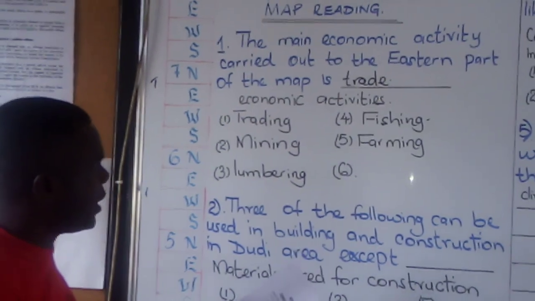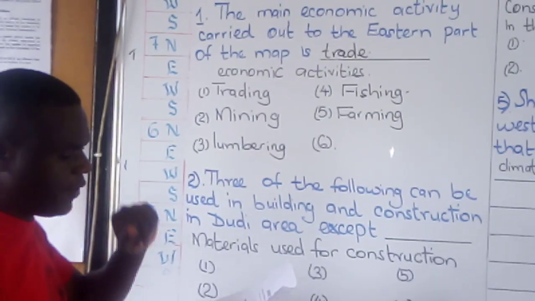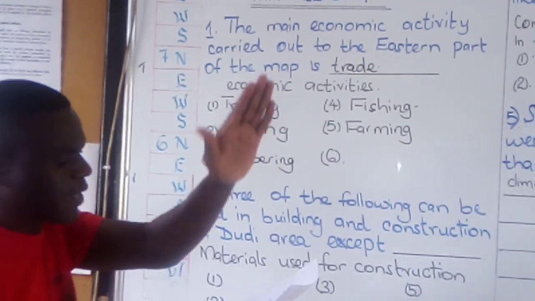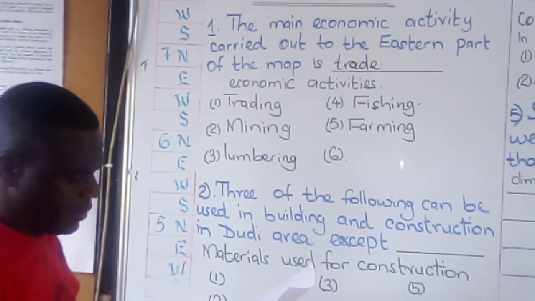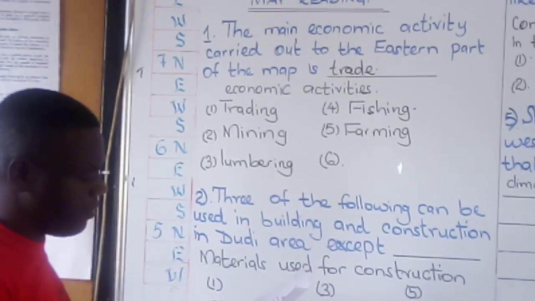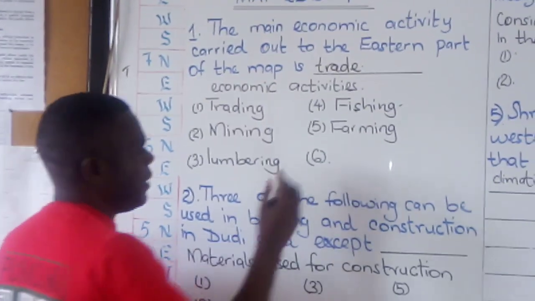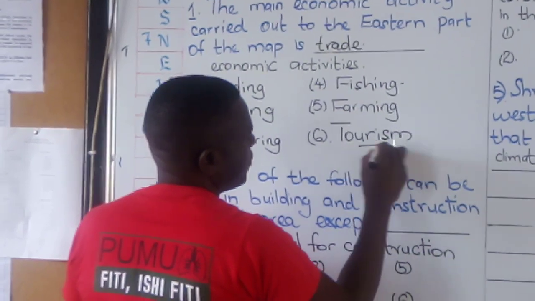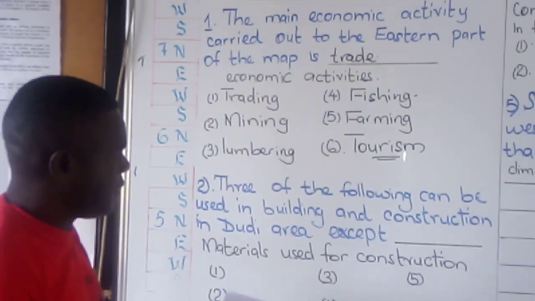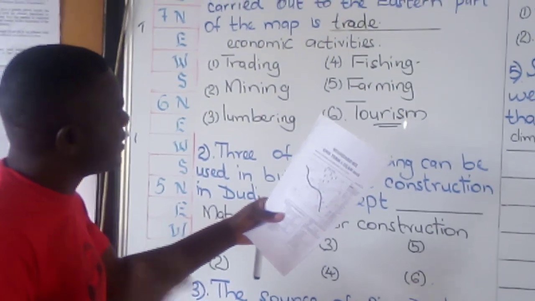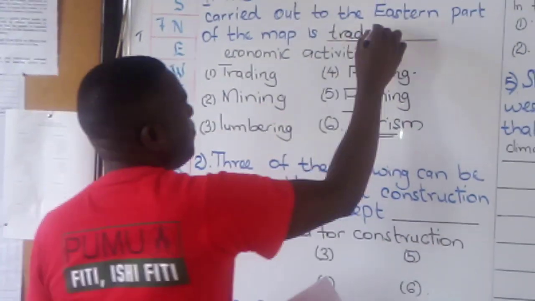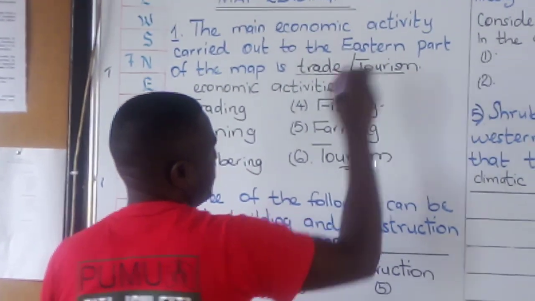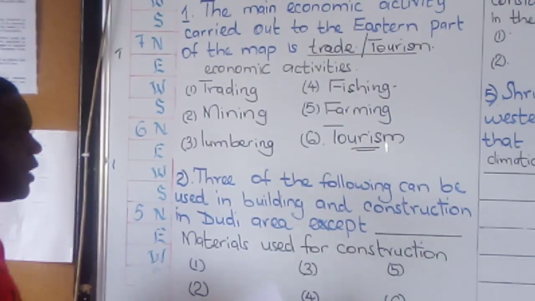So from there we can learn it is trading because of the presence of the market. There's a sawmill, but the sawmill is towards the northeastern part, so it's not to the extreme east. There's a game park, so there's tourism. I think we can settle for tourism. Tourism is also an economic activity, and I think it's the most easterly. So if I put a stroke tourism, that could be okay. Let's go on.